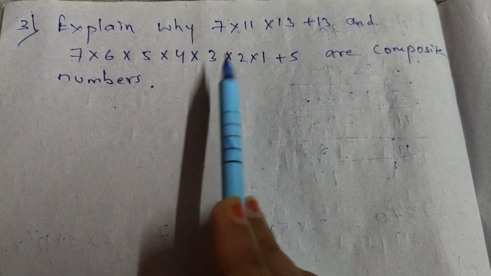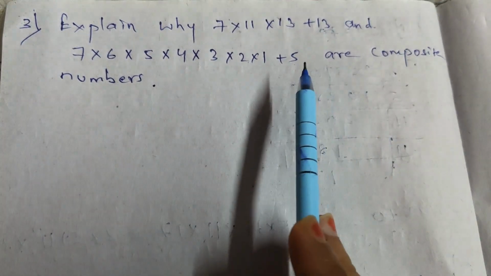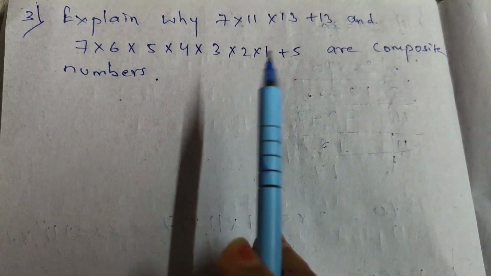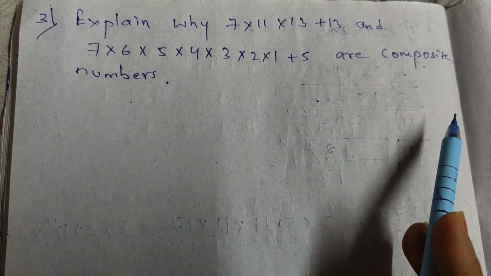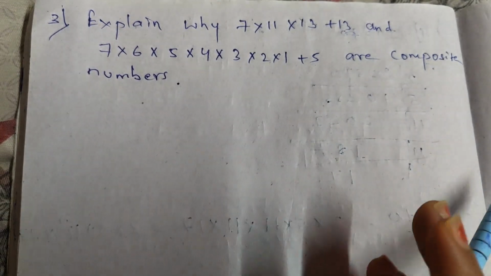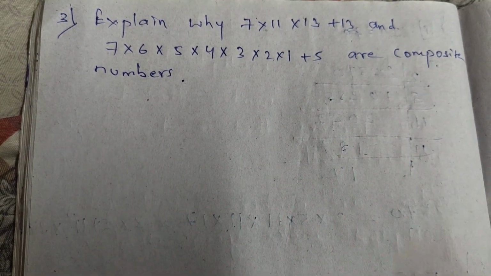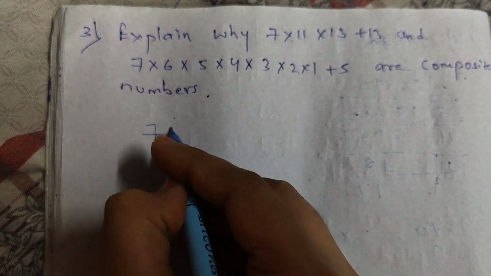Now first let us understand what composite numbers are. A composite number means a number that has more than two factors, other than 1 and itself. So first we solve the first one.